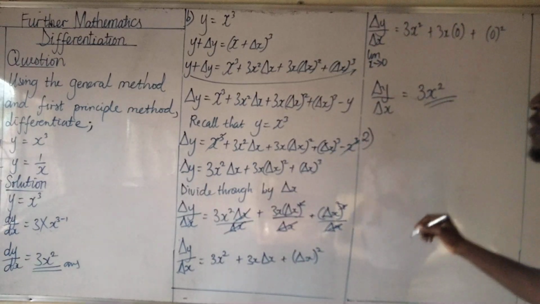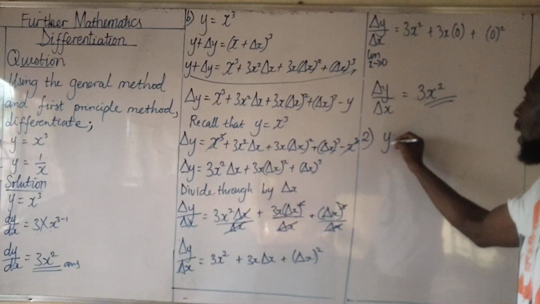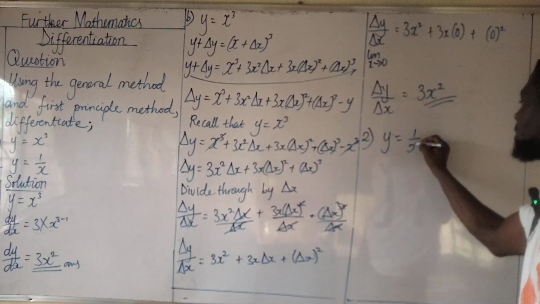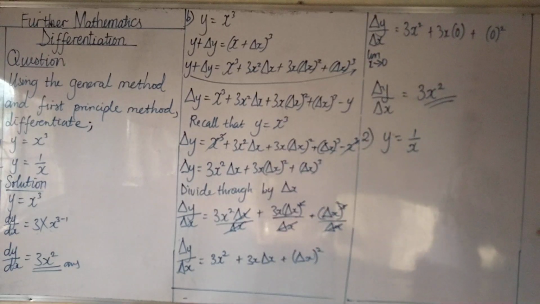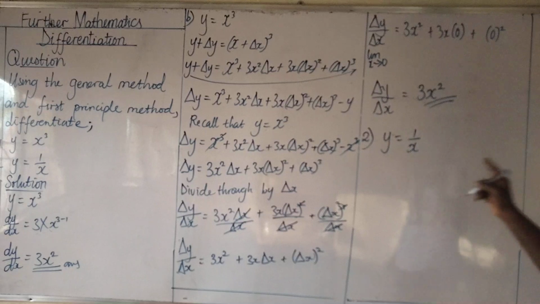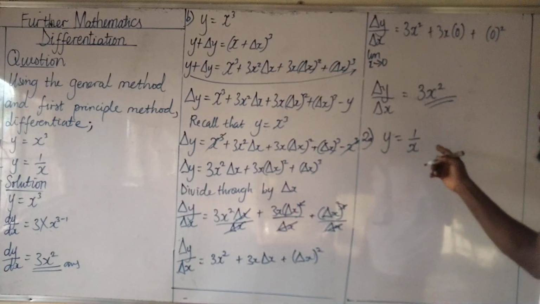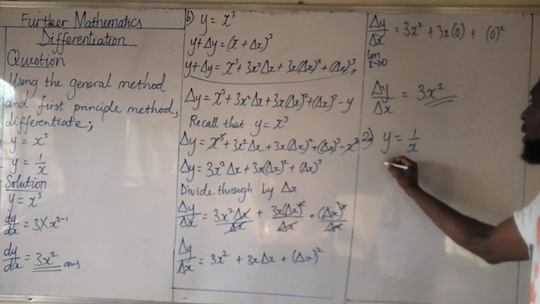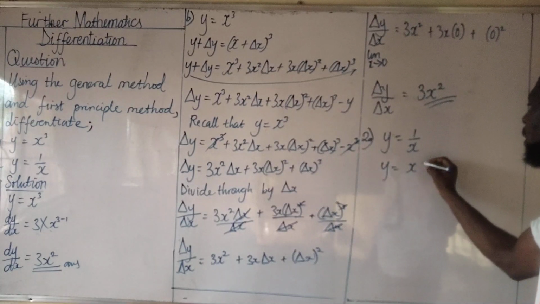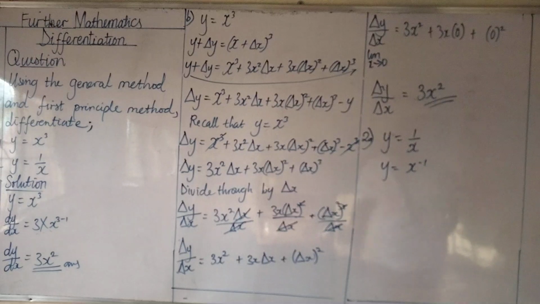Alright, number 2, the function given to us says y equal to 1 over x. We're going to use the general method first, so let's call it 2a. Before I can solve this, let me write the index form. It will be y equal to x raised to power negative 1.